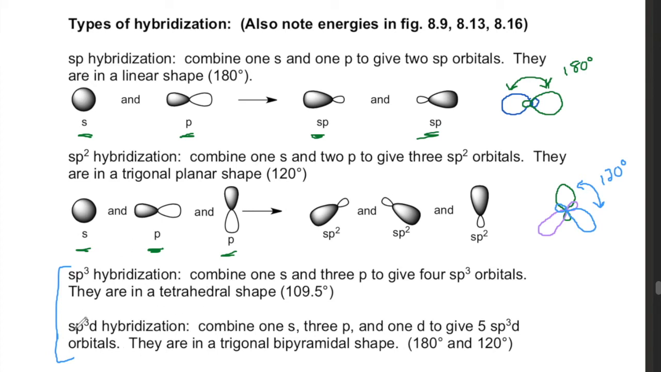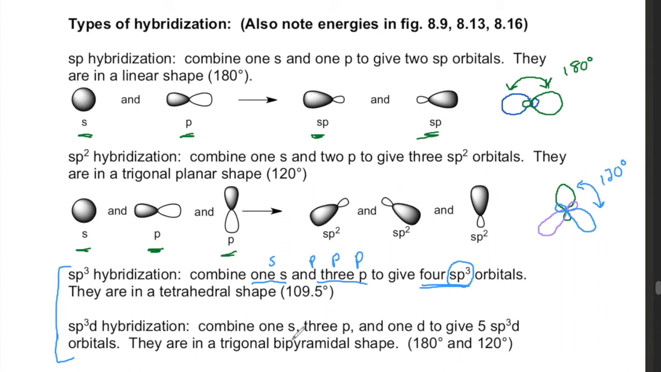So I would definitely recommend you look at drawings in the textbook. But I would like to point out that the number that you're combining, again, 1 and 3, is going to give the number that you end up with. You end up with 4. So when you combine an S and 3 P's, you're going to get 4 hybrid orbitals, and the name of these is based on what was combined to make it. It's called sp3. This is all the S and the P that we have.